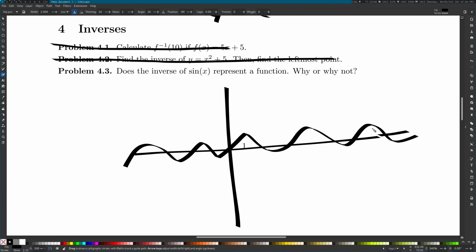It fails the horizontal line test, so it would not be a function. Wait, I forgot it was inverse and not reflection. No, it does. I think it is a function. It fails the test. As we see here, if you draw the horizontal line test through the entire function, it fails it every single time. So that means the inverse is not a function.